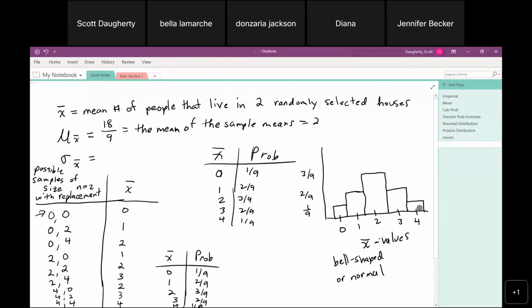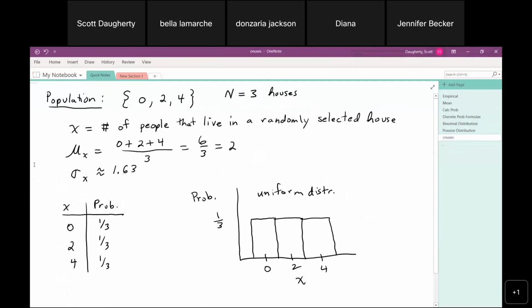So the distribution has changed. It started off as uniform, and then when we start averaging two at a time, instead of taking one at a time, we start to get a different distribution. It's bell-shaped. So that's important to take note of. The other thing to take note of is the mean has not changed. The mean of the X bar random variable is 2, just like it was for the average of the X random variable, which was also 2. So the average has not changed.